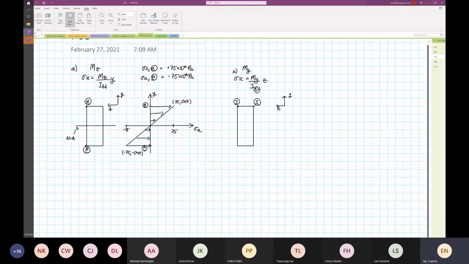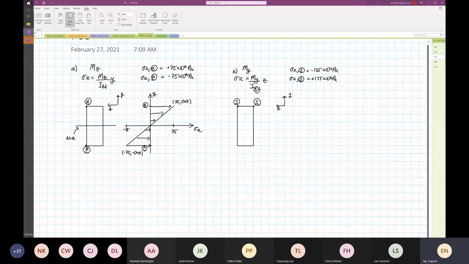Then we calculated stress x at point I. I'm trying to recall now. Point I is in compression. Correct me if I'm wrong. Anyone, am I right? And then stress x at point J will be equal to positive 125 times 10 to the power 6 Pascal.